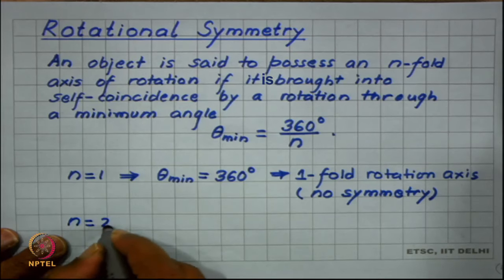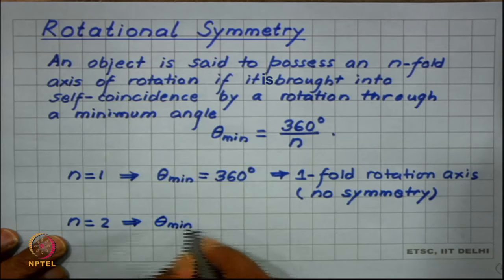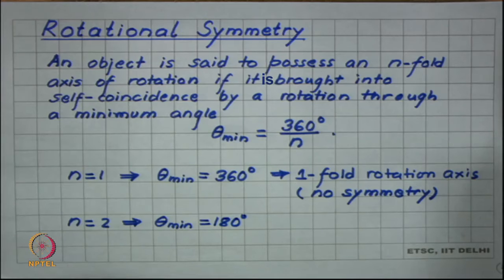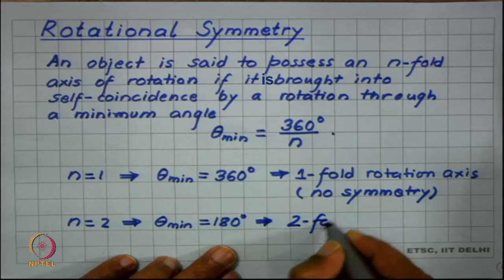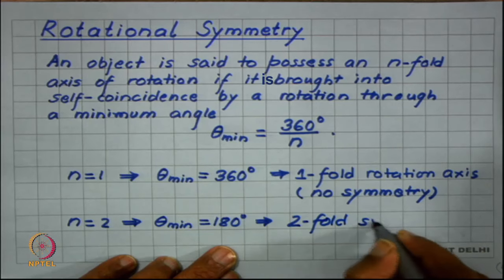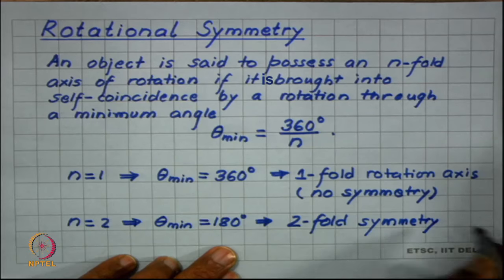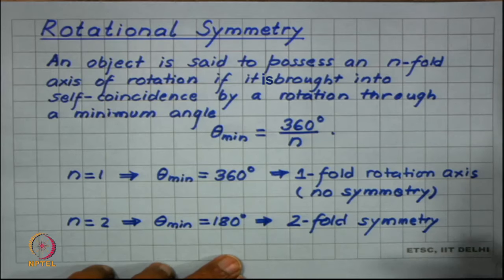Let us take n is equal to 2. Now, the theta min will be 180 degree. So the object will have a twofold symmetry, or twofold rotation axis, we can say. I just write twofold symmetry.